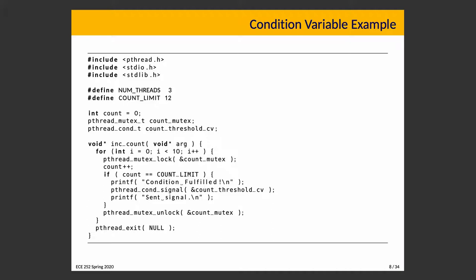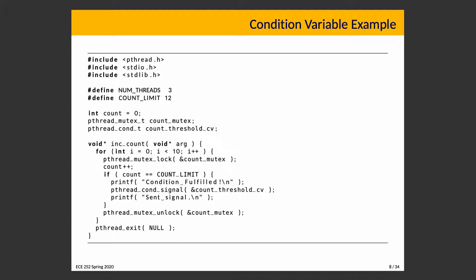If you include the pthread.h header, what does that do? That part should be familiar to us by now. Okay, so we're going to have number of threads is 3, and we're going to have a count limit of 12. So we're going to have different threads that count up to the limit. They count up to the increment limit, and then when that happens, they will interact with a condition variable.